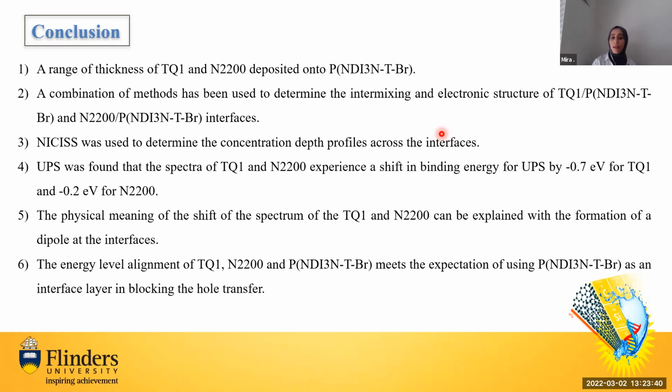The physical meaning of this shift is related to the dipole formation at the interface between those layers, between TQ1 and P11, or N2200 and P11. So the energy level meets the expectation of using P11 as an interface layer for blocking the hole transport. So this interface can be used in organic photovoltaic devices.